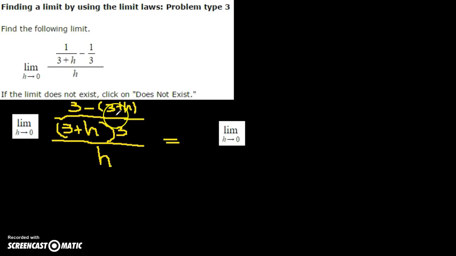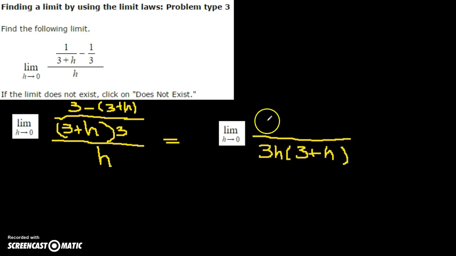What we can do here is combine. So this is this fraction divided by that. In other words, I can combine the bottom. My denominator becomes 3 times h times 3 plus h. And then my numerator is 3 minus 3 plus h. Sorry, 3 minus 3 minus h. Minus h. I open up the brackets.